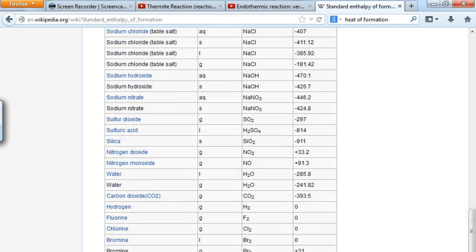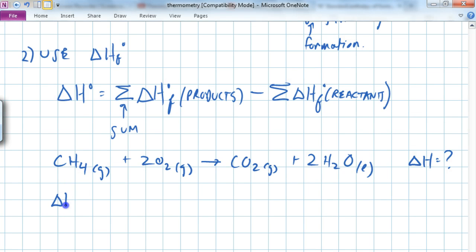No, I don't have the heat of formation for methane. But if I were to look it up in my textbook, I would find the heat of formation for CH4 gas. I'm looking at page 241 in my textbook, and I see that the standard enthalpy of formation for methane is negative 74.8 kilojoules per mole.